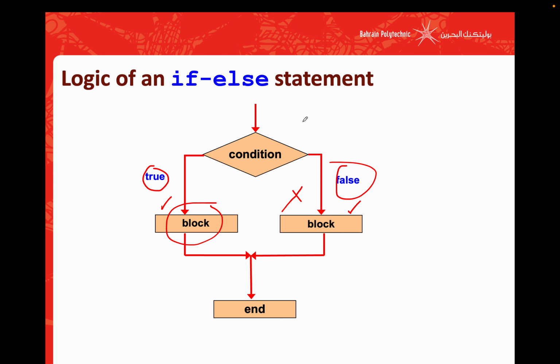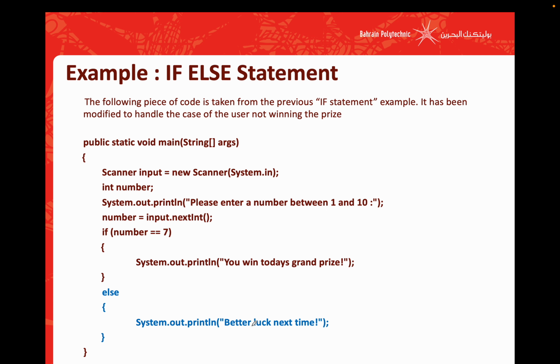But if the condition was false, which means this side was correct, then this is skipped and this one works. And then you finally go to the end. And this is how it would look like in code. You have an if statement, you're checking the same code we just looked at. You're checking if the number is 7, you print you win today's grand prize. Otherwise, if the number is any other number other than 7, then you print better luck next time.